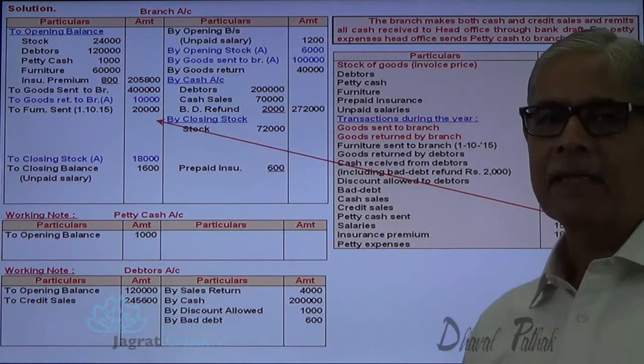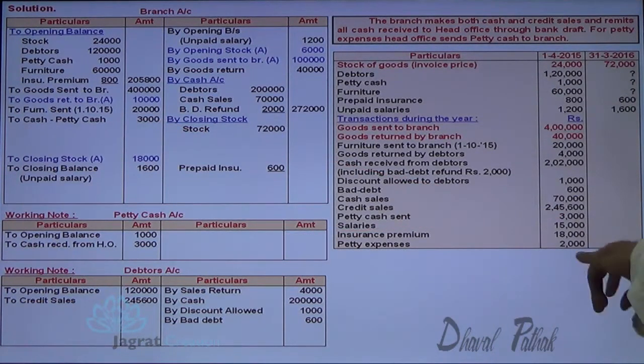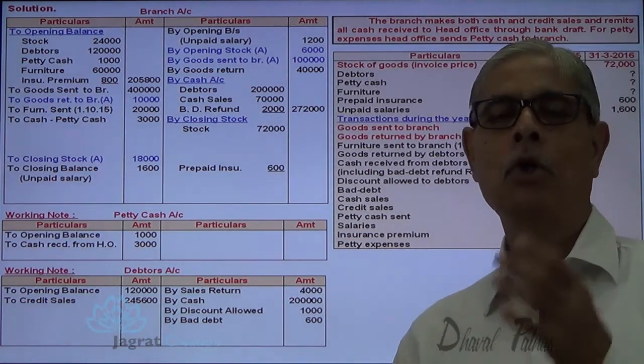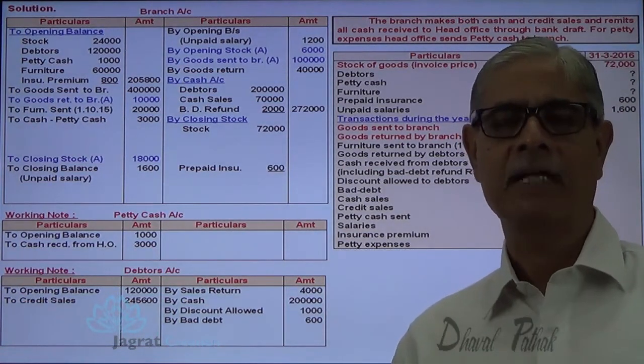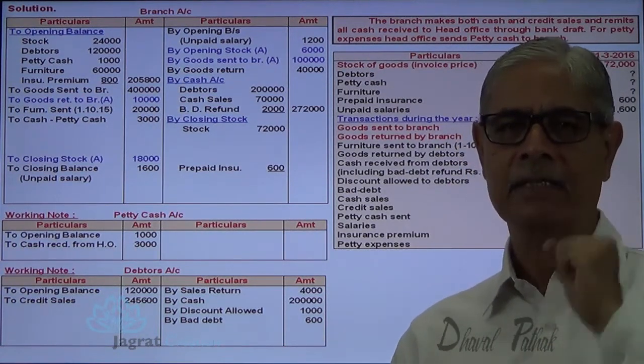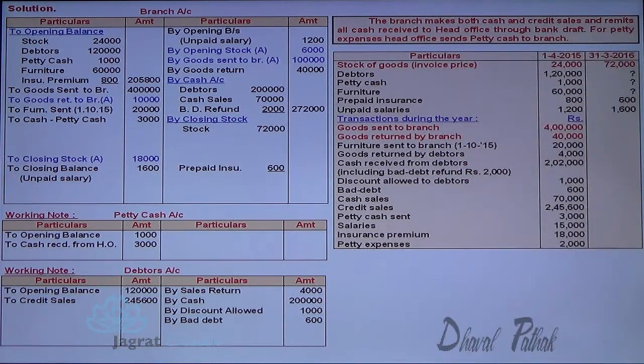Cash sent for petty expenses, branch account debit to petty cash account. Cash account, cash sent. These are the two expenses paid by HO for the branch. Why? Because all the cash received by the branch are remitted to HO. So by default it is understood that expenses are paid by HO. So branch account debit to cash accounts, salary paid and insurance expense paid. Petty expenses paid out of petty cash 2,000. So this is how all the details are considered.